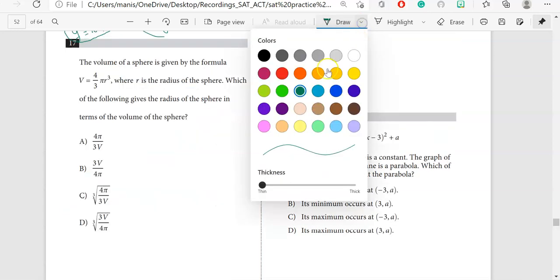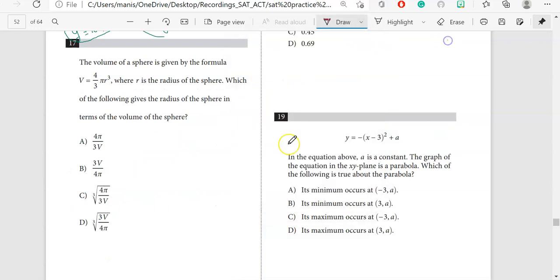Okay, let me change the color over here. The volume of a sphere is given by the formula. So in this case, we have been given the formula to find the volume, so we do not have to look it up. Where r is the radius of the sphere, which of the following gives the radius of the sphere in terms of the volume of the sphere? They want us to find the value of r, and it should have V in it.